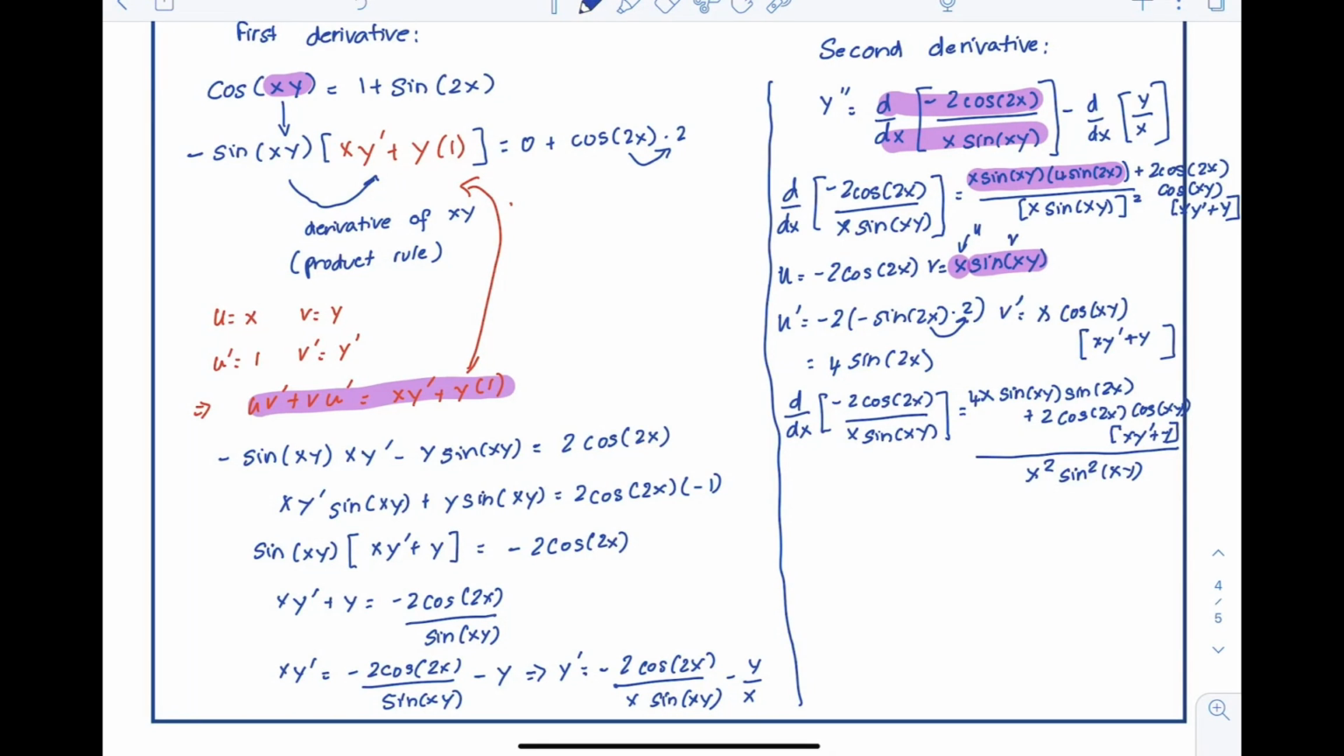The derivative of the second term, we have to use quotient rule again. U is y, v is x. So v squared, v times u prime is y prime, minus u times v prime, which is simply 1. So we end up having xy prime minus y.